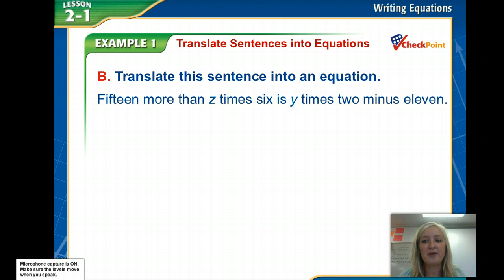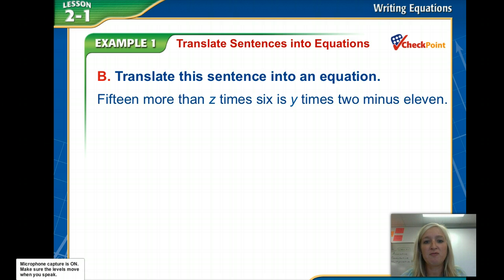Now the next example you see here has a checkpoint. This is where I want you to pause the video and try the next one on your own. We'll take a few minutes, try the problem, and we'll come back and see if you got the same answer as I did. So go ahead and pause your video now and translate the next sentence into an equation.